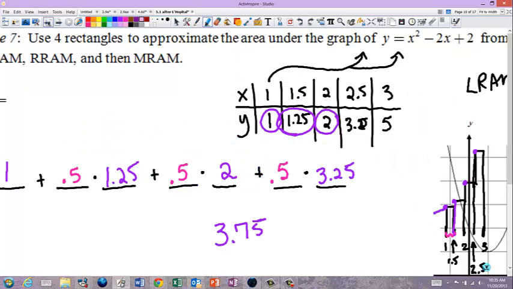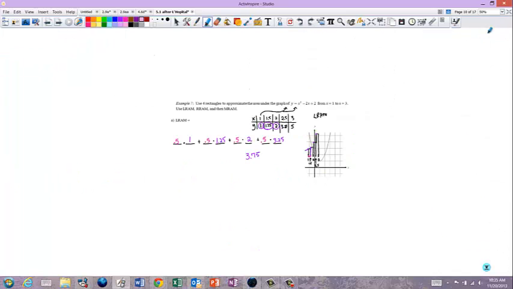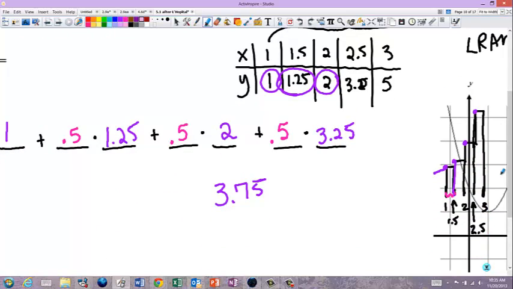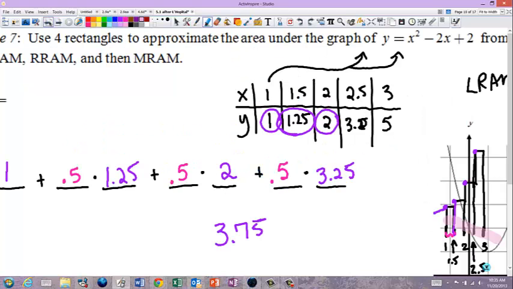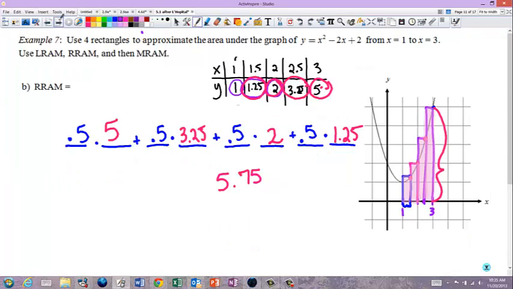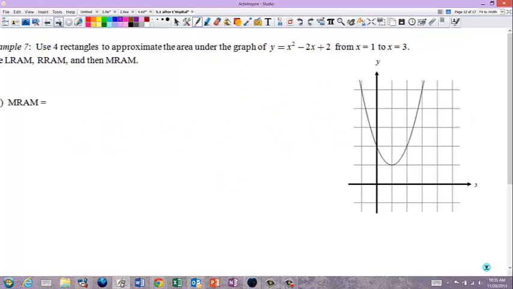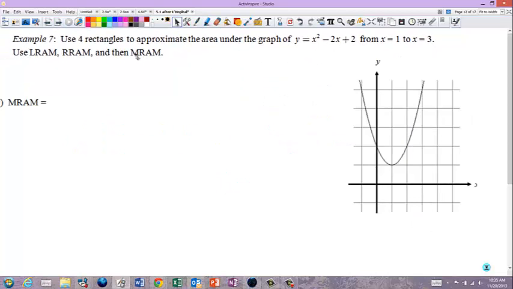Whereas the LRAM, what just happened? I'm not sure. Just forget it. If you look back at your LRAM, it's an under approximation. And if we go back over here, when we're doing our left RAM, essentially you use the values from the left and you leave out the one on the end. When you're doing the right RAM, you use the 4 on the right and you leave out the 1 on the left. Now the midpoint is going to be a little bit different.